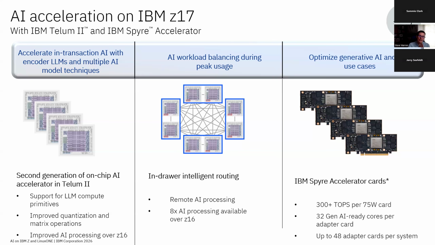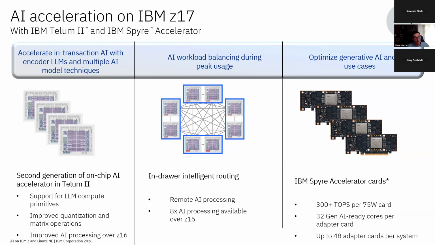Okay. The third item is on the right side, and this is what's referred to as supporting generative AI and large language models on the Z box. And we do that through something called the IBM Spyre Accelerator card. The IBM Spyre Accelerator card is a PCIe attached card that provides additional compute power to allow you to run selected generative AI models directly in the box.